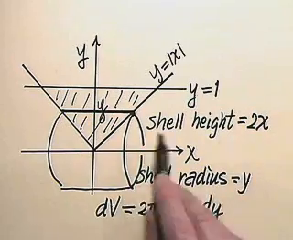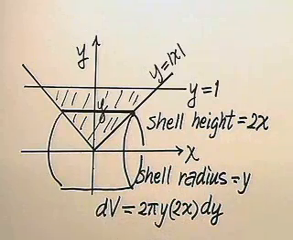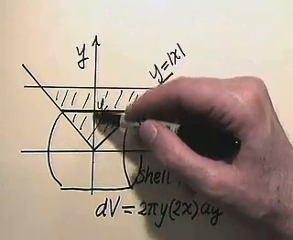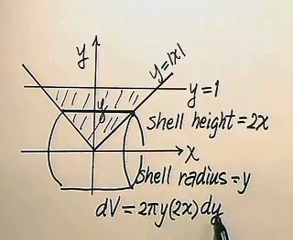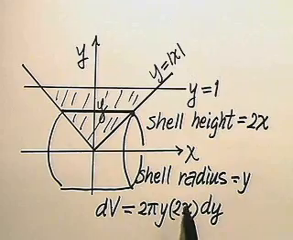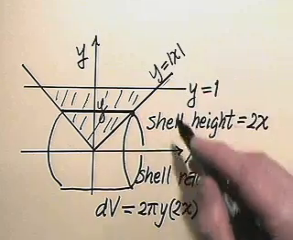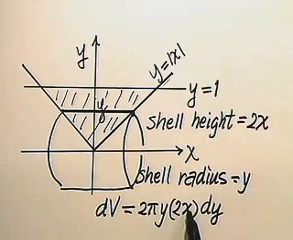So our shell height, this is the x-coordinate of the point, is obviously 2x. Our shell radius, of course, is y, and so dV is 2 pi y times 2x, but remember, it's the shell radius that we integrate against, so we don't have a dx here, we have a dy. So now we have a y and an x. What we would like to do is put everything in terms of y. Well, for a given x right here, x and y are the same along this line, y equals x. So we could just replace that x by a y. So that would be dV equals 2 pi y times 2y dy.